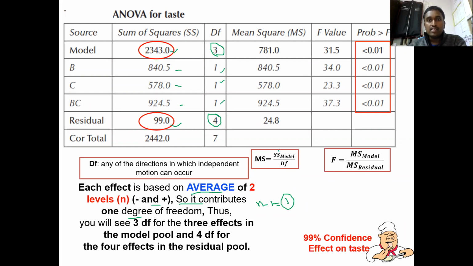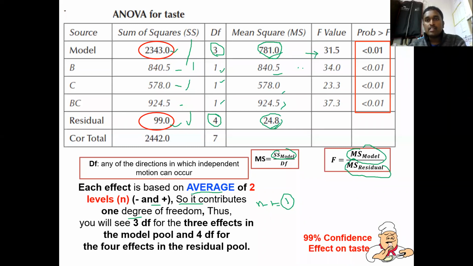Then mean square is the sum of squares of the model divided by degrees of freedom. That means this value divided by 3, and these values divided by 1, 1, 1, because degrees of freedom is 1. So you get the values as such. For the residue, divided by 3, 781.0, and divided by 4, it is 24.8. Now F value is the mean square of the model, 781.1, divided by the mean square of the residue. So 781.0 divided by 24.8, you will get 31.5.